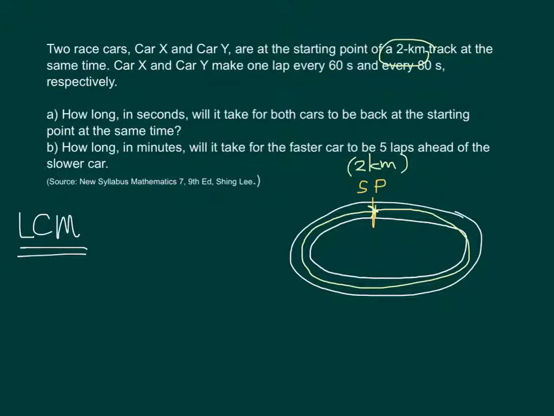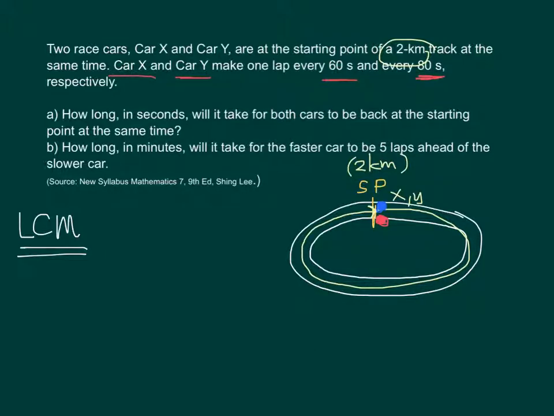Now we have two cars. We name them as car X and car Y. So let's say that car X is the blue one. Let's say the car Y is the red one. Now, according to the problem, they don't travel at the same speed because car X can make one lap for just 60 seconds and car Y can make one lap for just 80 seconds.